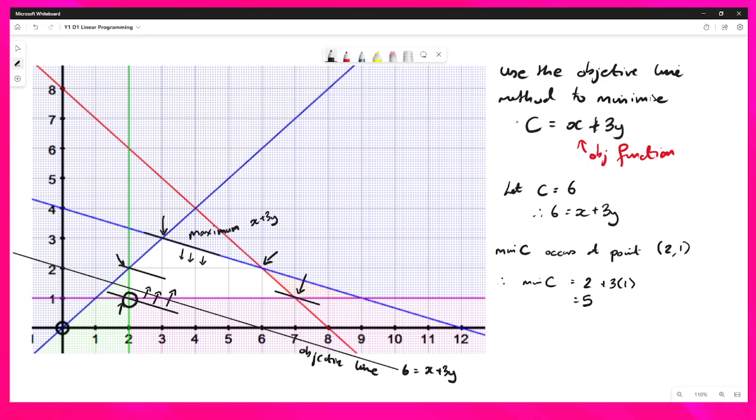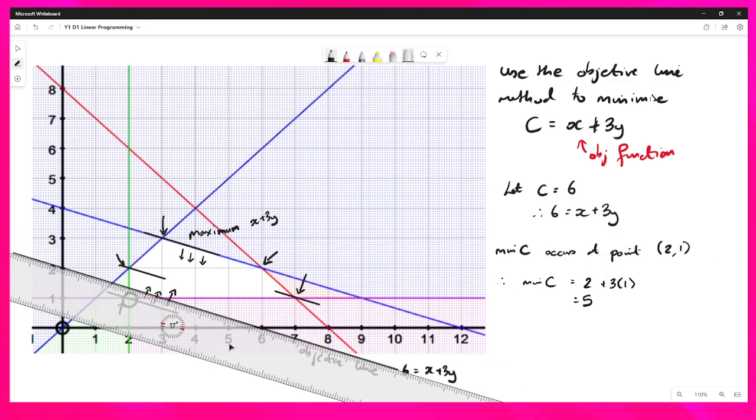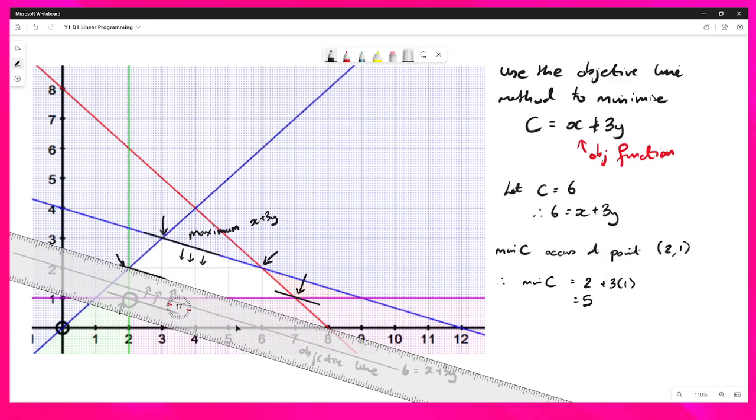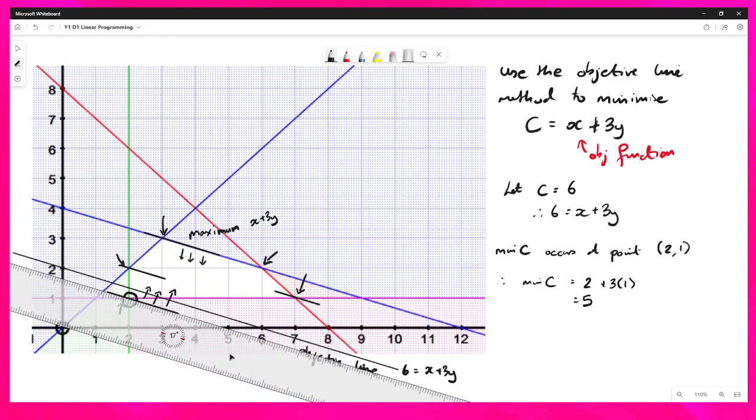Now, if this was a contextual question, so if you'd come up with a linear programming problem yourself from descriptive constraints, where x and y meant something, you would then conclude in context. But that is the objective line method. You use a ruler to line it up with an objective line, move it around until you find the maximum or the minimum value or vertex of the graph.